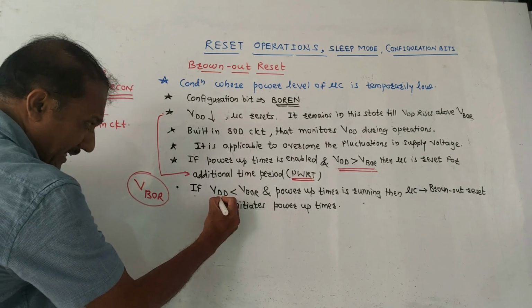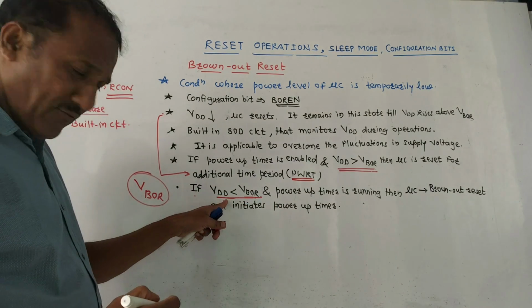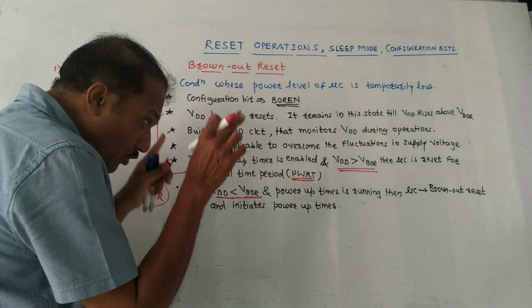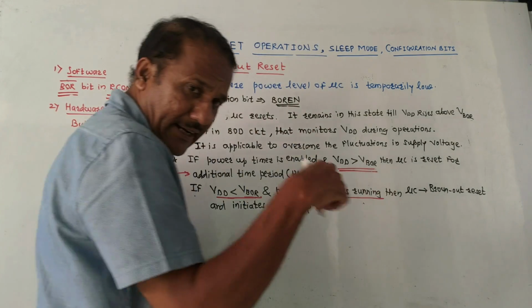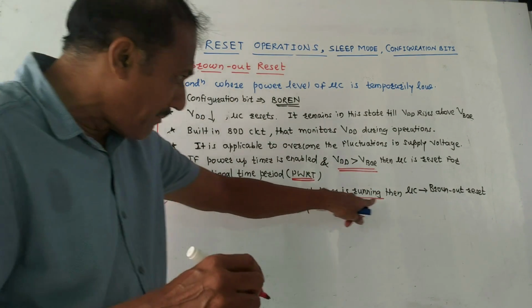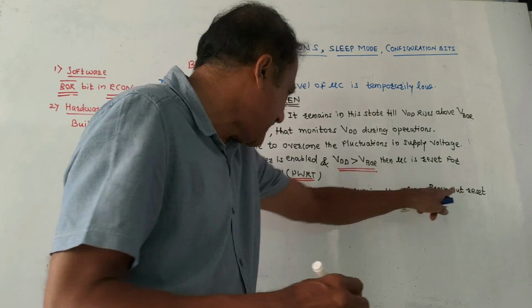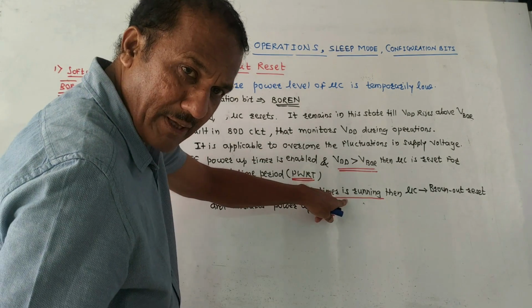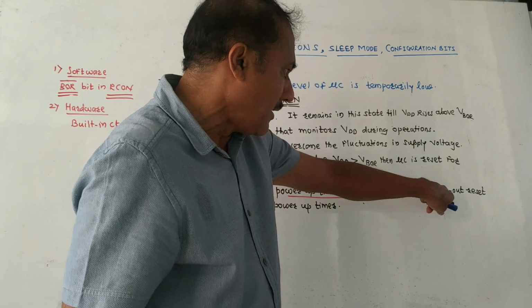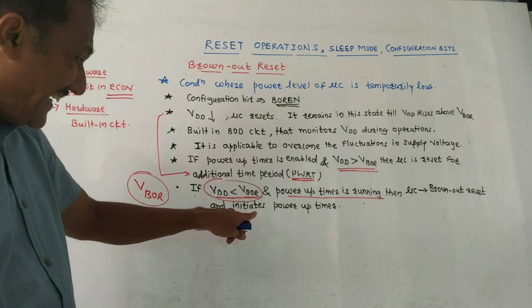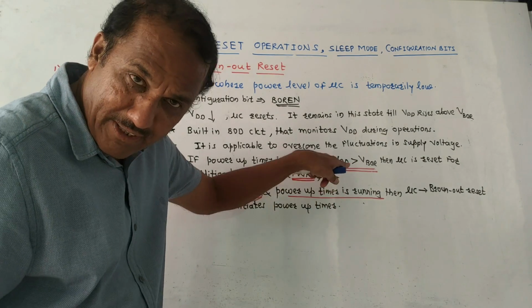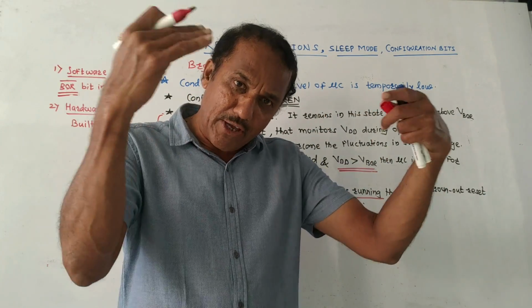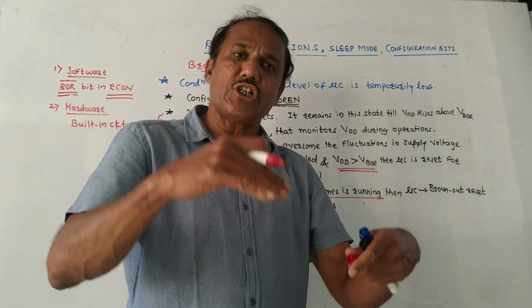Second condition, if VDD is less than VBOR, हम लोगों को पता है, if VDD becomes less than VBOR, then it will be reset according to this brownout condition. और उस वक्त power up timer is running, then microcontroller goes to brownout reset condition according to this, because VDD is less than VBOR. और उस वक्त पावर अप टाइमर भी रनिंग कंडीशन में है. देन माइक्रोकंट्रोलर कॉजेस ब्राउनआउट रिसेट एंड इट इनिशिएट्स पावर अप टाइमर, क्योंकि पावर अप टाइमर रनिंग था, सो इट विल इनिशिएट पावर अप टाइमर. वंस द पावर अप टाइमर गेट्स इनिशिएटेड, माइक्रोकंट्रोलर विल बी अगेन इन रिसेट कंडीशन फॉर एडिशनल टाइम पीरियड.